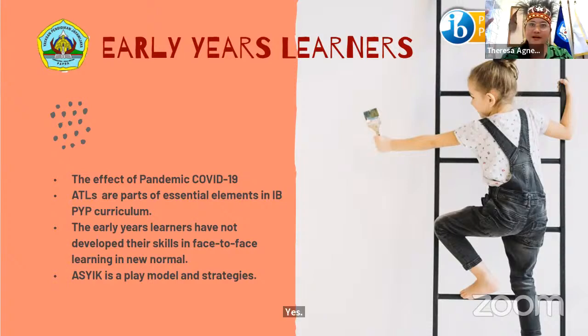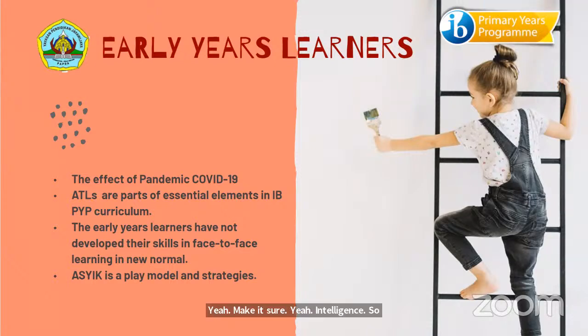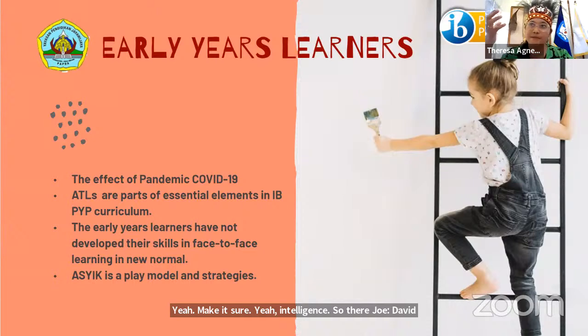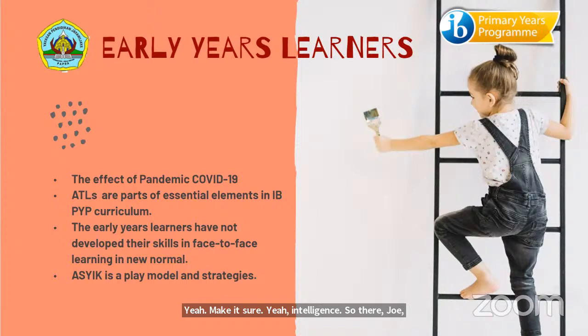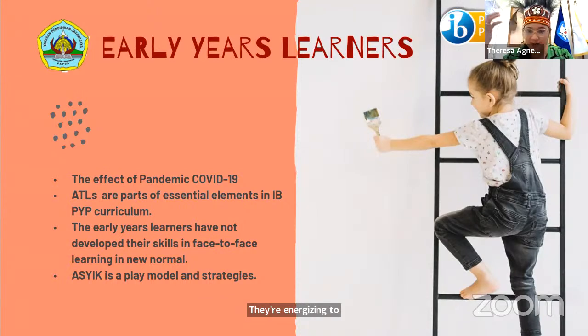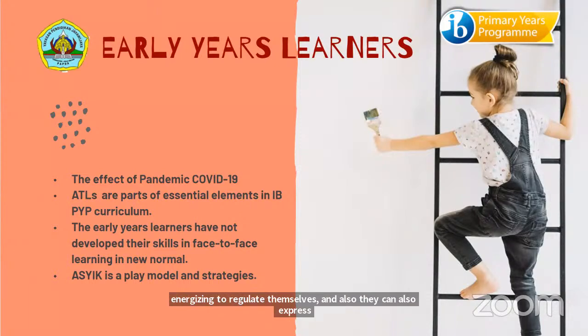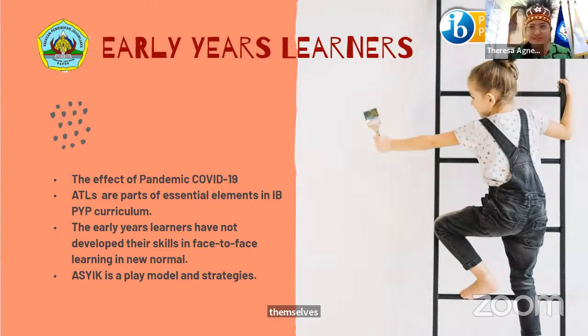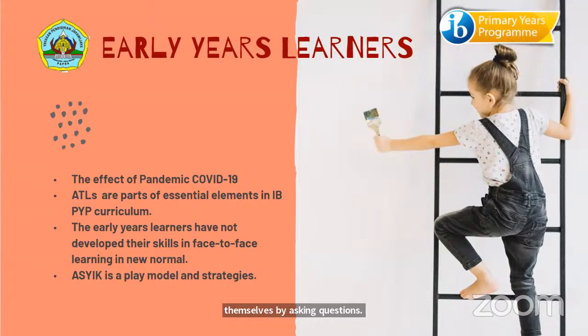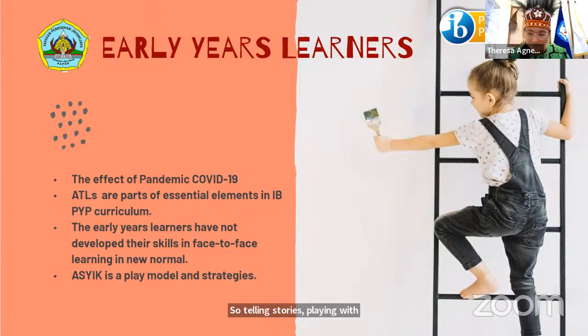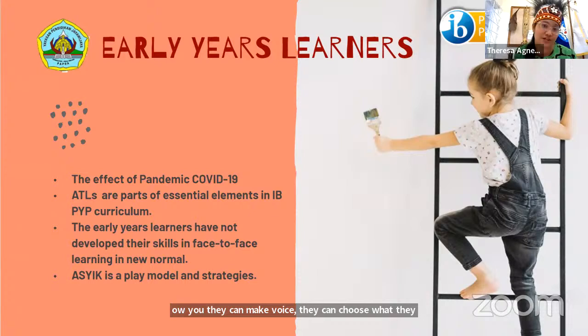So, intelligence show their spirit, their energizing to regulate themselves. And also they can express themselves by asking questions, telling stories, playing with. And also they can have agency. They can show their agency. They can show their voice. They can choose what they want to learn, and they can have their own learning.